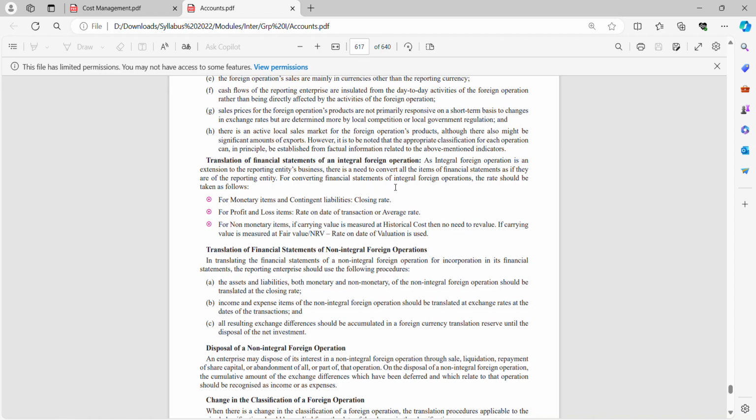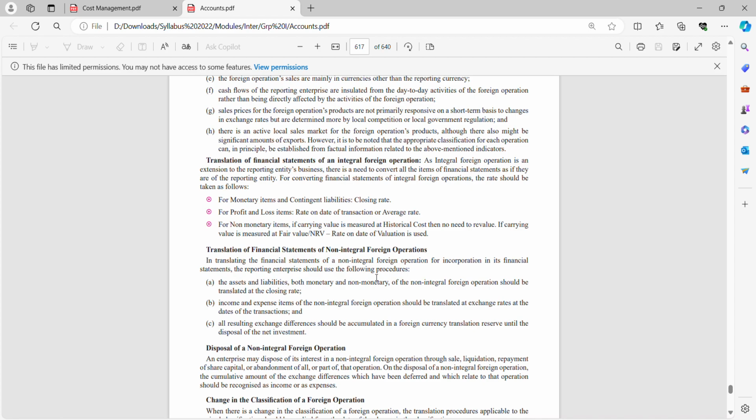Then we have translation of financial statements of non-integral foreign operations. Here it was integral foreign operations, here we have non-integral. In translating financial statements of non-integral foreign operations for incorporation in its financial statements, the reporting enterprise should use the following procedure. Assets and liabilities, both monetary and non-monetary, of non-integral foreign operations should be translated at closing rate. Income and expense items should be translated at exchange rate.